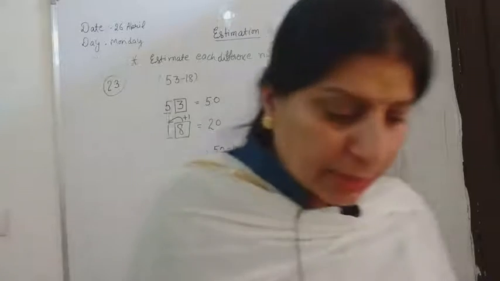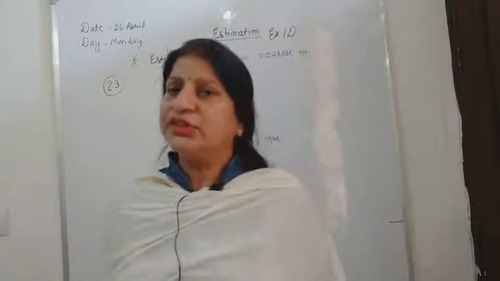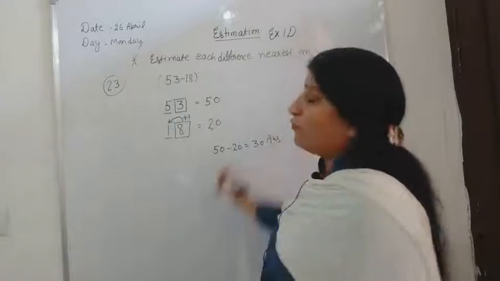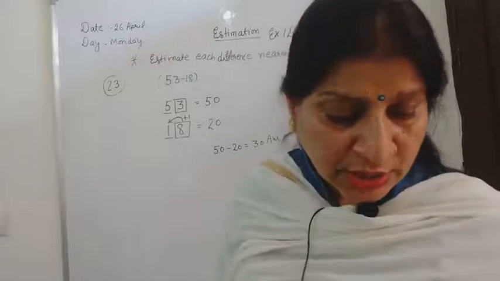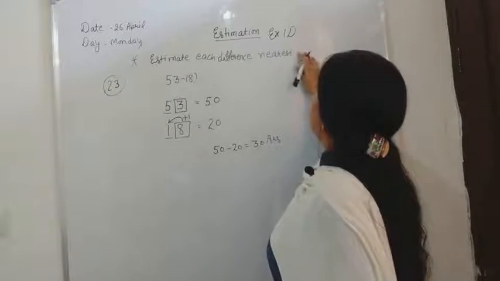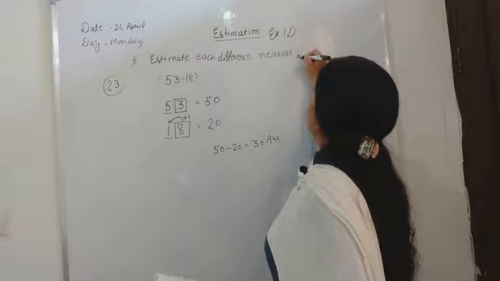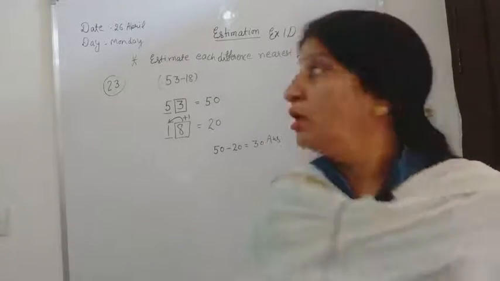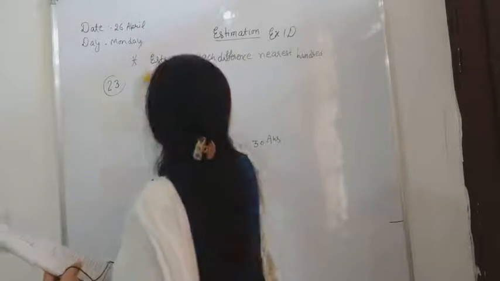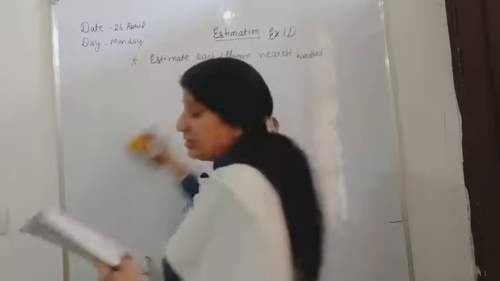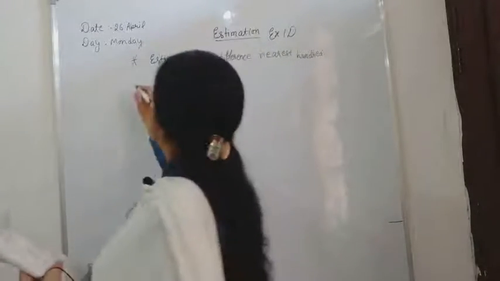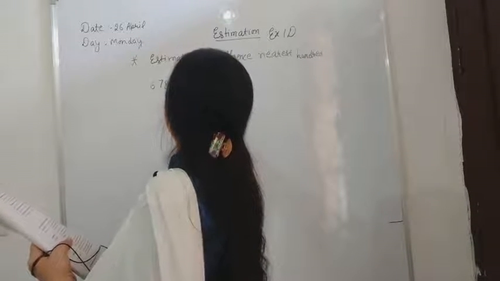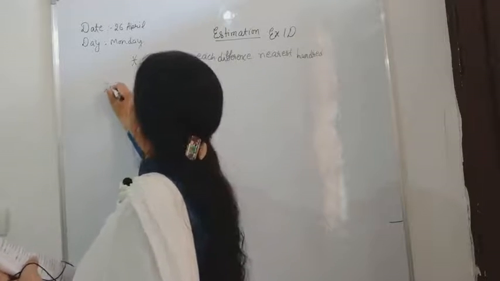Now questions number 24 and 25 are for your homework, and I hope you do them yourself. Now we have to estimate to the nearest 100. In place of 10, we have to estimate to 100. And in 100, you have to do question number 26. In question number 26, the statement is 678 minus 250. So we have to follow the same process.